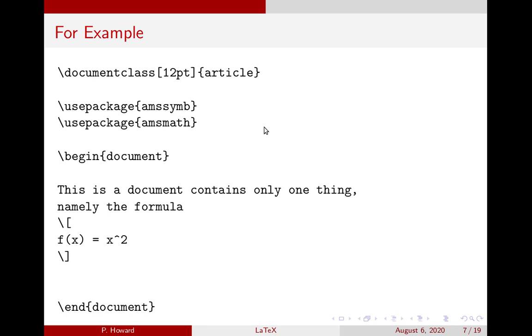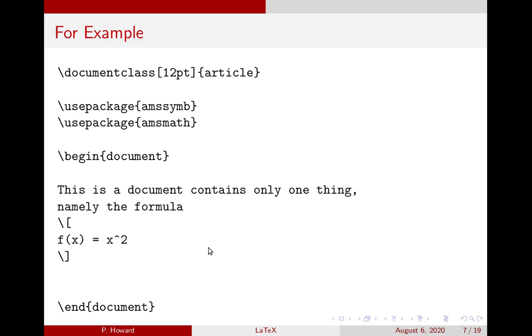Here's another very simple minimal example. The document class is the first line. I have included two packages here, the AMS symbol package and the AMS math package. AMS is American Mathematical Society. These are two packages that I always use in my LaTeX documents, and I suggest you do the same. Then the begin document, and between that and the end document there isn't much. There is this sentence followed by an equation.